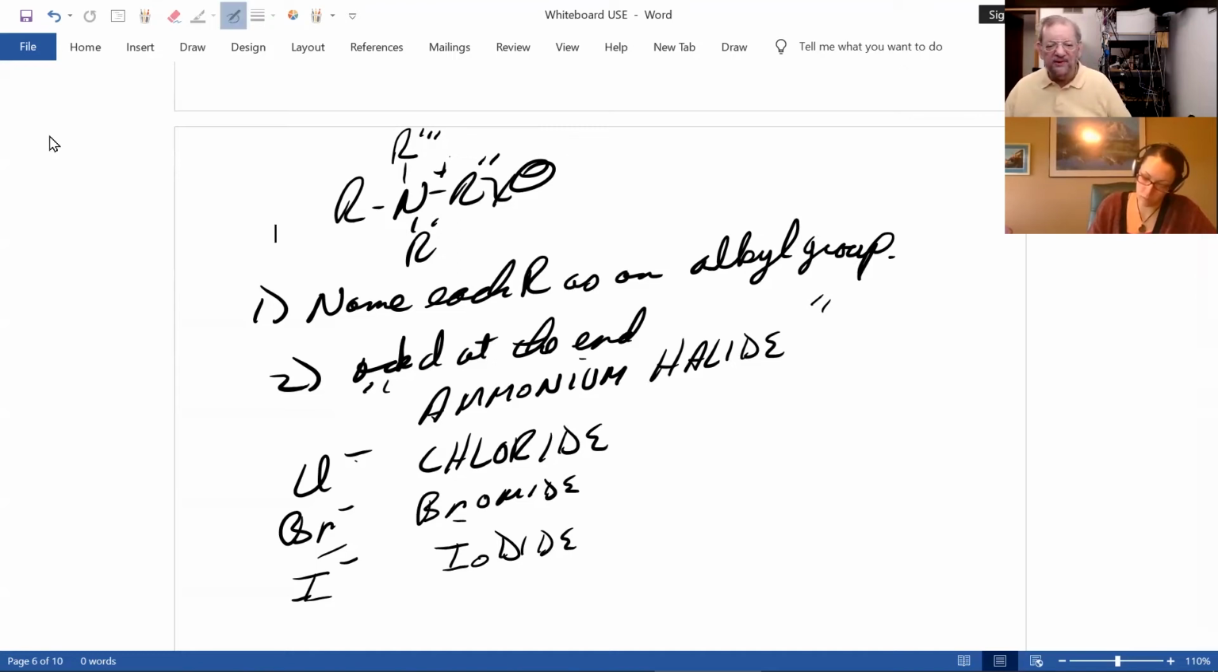Now, let me just point one thing out about quaternary ammonium salts. Convention, you put the anion to the right of the last R group. This is not bonded to that, it's ionically bonded to nitrogen. So technically there are 5 bonds to nitrogen, 4 covalent and 1 ionic, but we usually just look at the covalent. We're talking about 4 bonds to nitrogen.